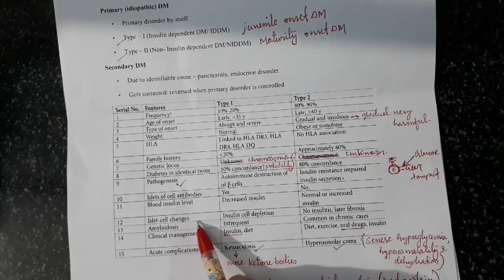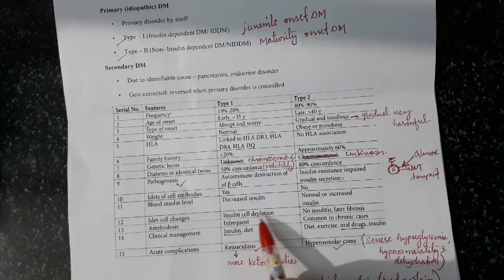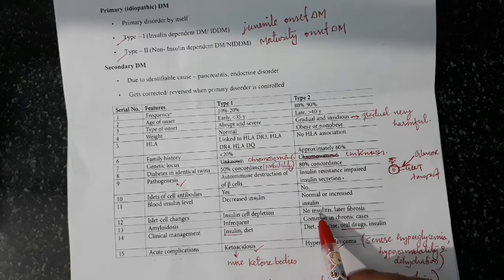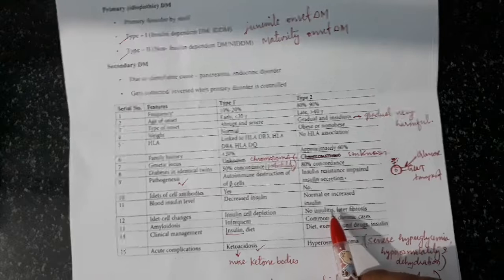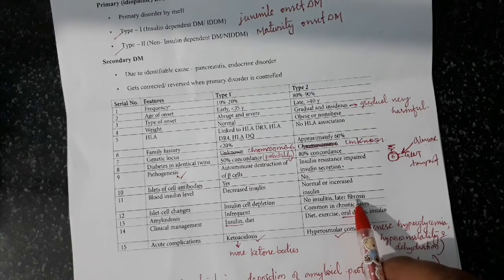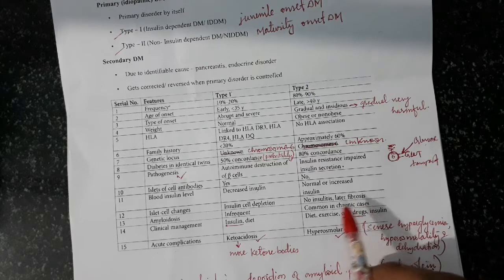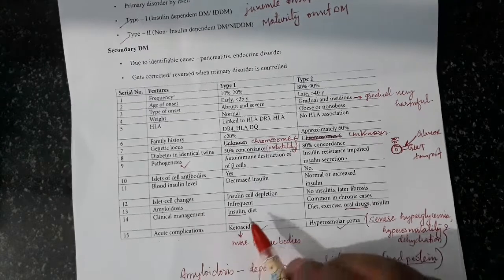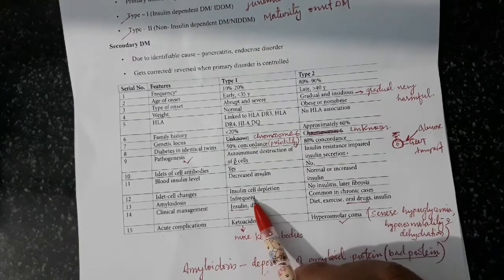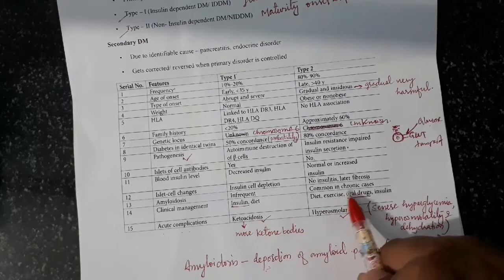Then islet cell changes, of course insulin depletion. Here there is no insulitis, there is no inflammation of beta cells. Later there is a formation of fibers nearby the beta cells, that is later fibrosis. Amyloidosis is infrequent in type 1, whereas it is common in type 2.